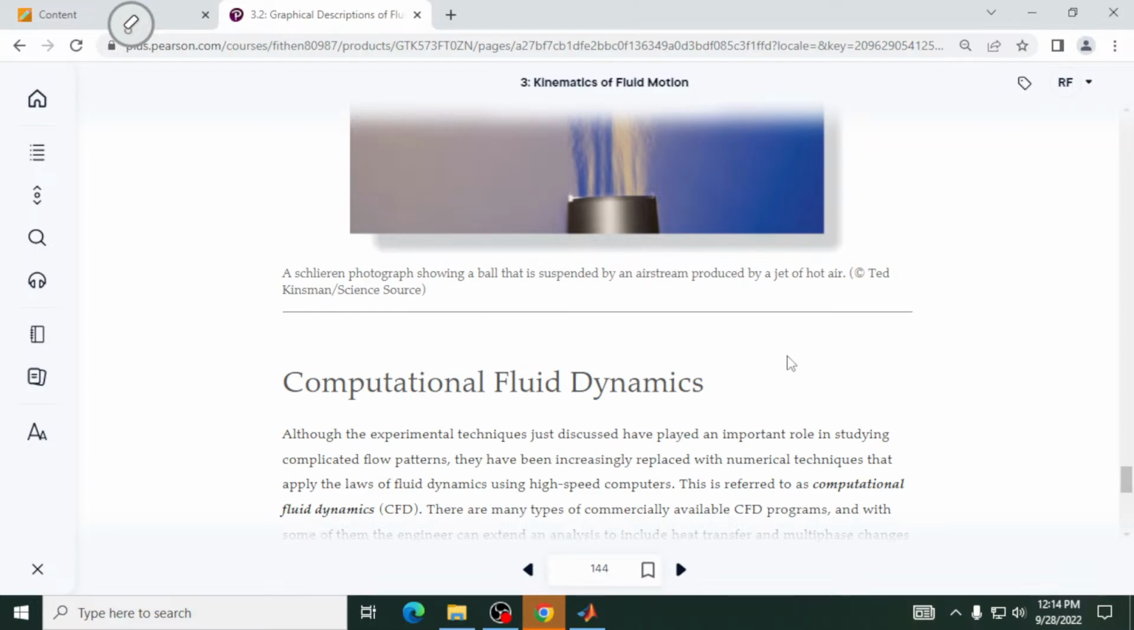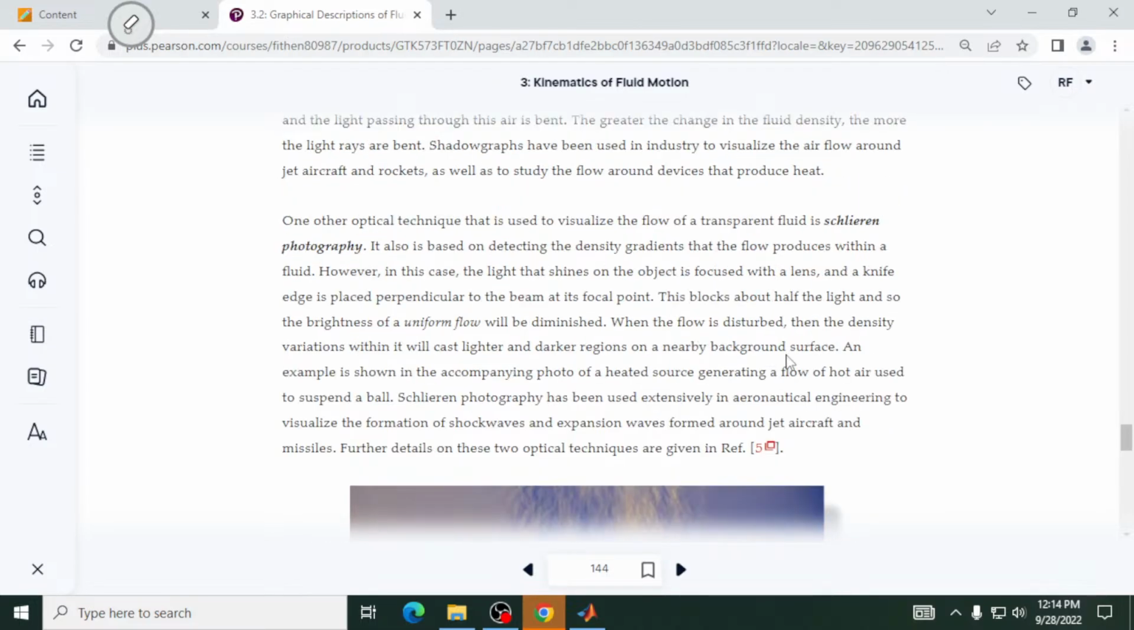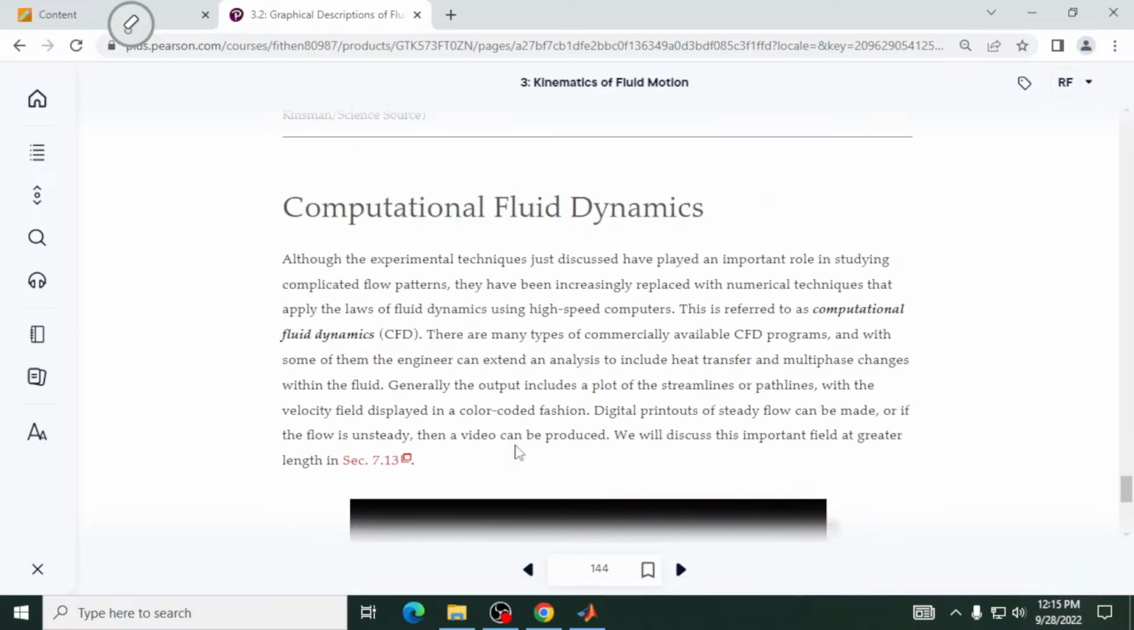It's basically called a Schlieren, or some people call it a shadowgraph or something like that. It's been around for a long time. I don't want to spend too much time on it.